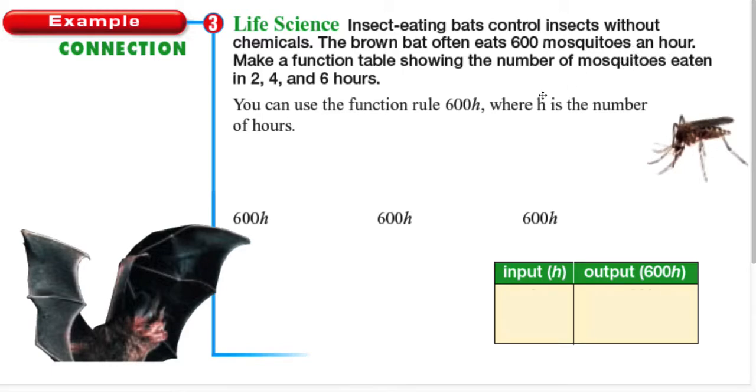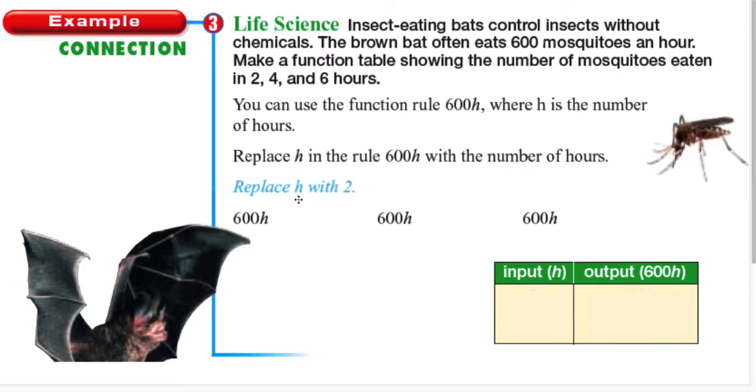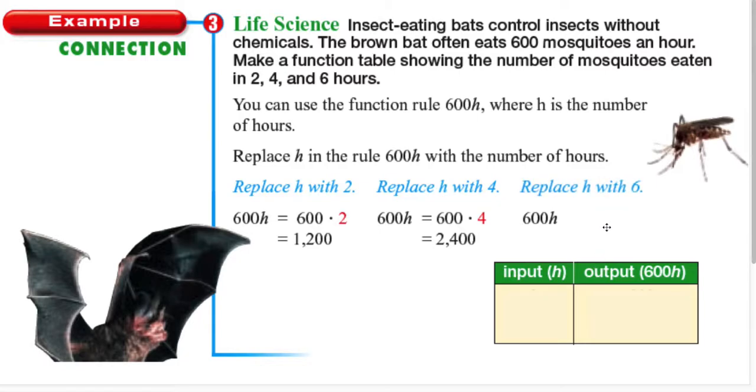That's why it's 600 times h, where h is the number of hours. And then we simply replace h in the rule 600h with the number of hours. So if h is equal to 2, we have 600 times 2, which will give us 1200 mosquitoes. If we replace h with 4, it will be 600 times 4, which will give us 2400 mosquitoes. And if we replace h with 6, that would give us 600 times 6, or 3600 mosquitoes. And if we put them in our function table, this is how it's going to come out.